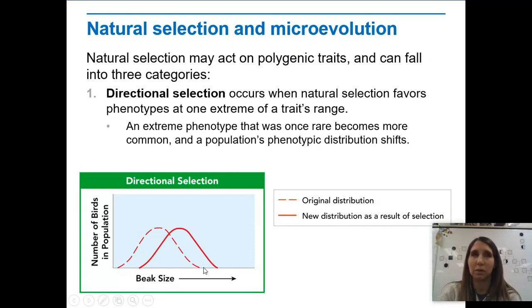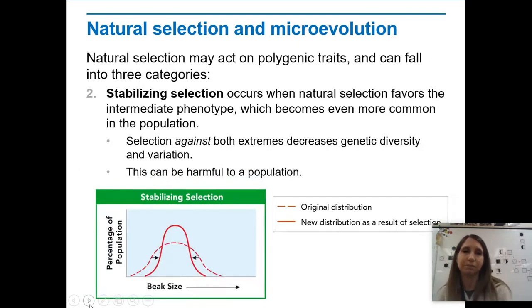So we see this often with camouflage. We can see this with even human height over time has been increasing. Human shoe size, same idea, right? As height goes up, shoe size also has to go up. But we know that it's become more beneficial in terms of survival for humans over time to get taller and taller. And so that would also be an example here of directional selection.